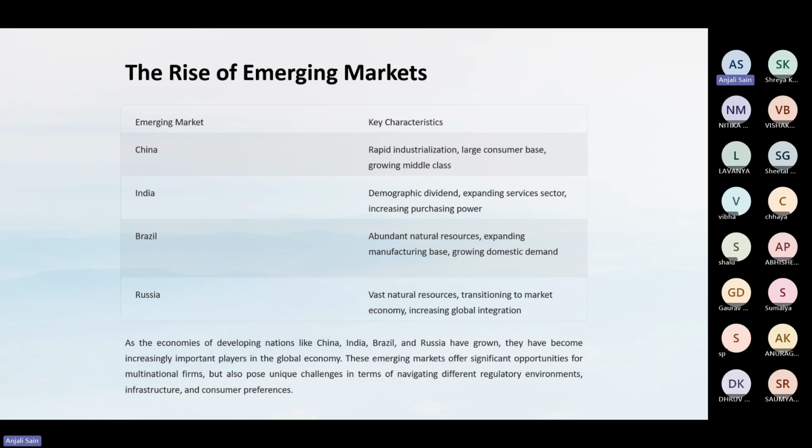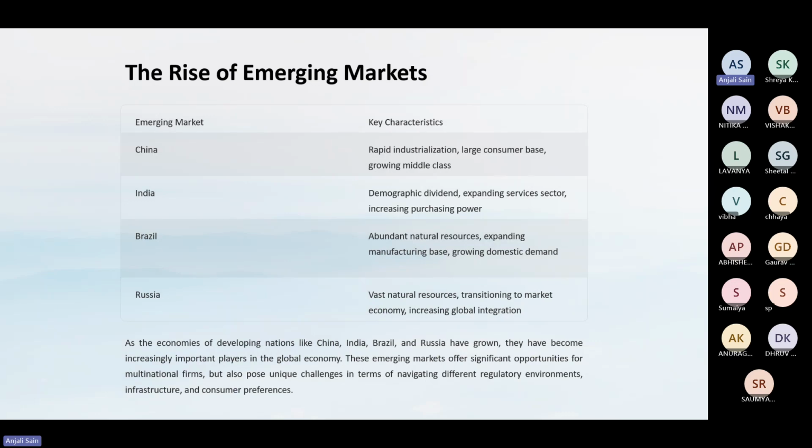Then there comes Russia. Russia has vast natural resources. They are now transitioning to a market economy, and they are doing more in global integration. As the economies of developing nations like China, India, Brazil, Russia have grown, they have become increasingly important players in the global economy. These emerging markets offer significant opportunities for multinational firms.